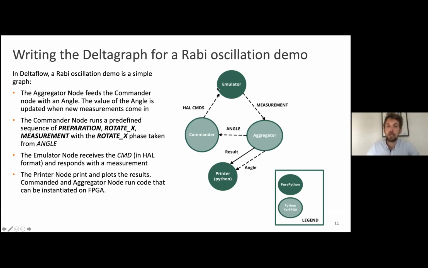The important bit here is that this graph is composed of 2 types of nodes. The dark green ones are pure Python nodes, written in Deltaflow Python. And then there are Python for FPGA nodes that are written in MyGen. MyGen is a language developed by ARTIQ that sits on top of Python, but it can describe hardware, as in FPGAs mainly.